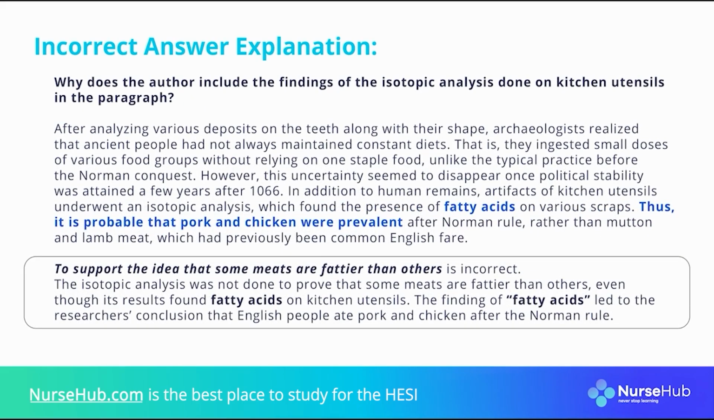Here's our next incorrect answer option. To support the idea that some meats are fattier than others. The isotopic analysis was not done to prove that some meats are fattier than others. Even though the results found fatty acids on kitchen utensils, the findings of fatty acids led to the researchers' conclusions that the English people ate more pork and chicken after the Norman rule.